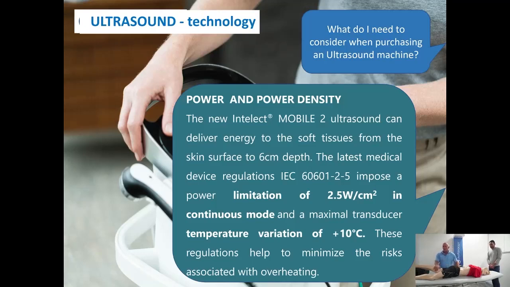The latest medical device regulations stipulate that the power limitation now of ultrasound machines cannot be more than 2.5 watts per centimetre squared. Okay, so our last machine was capable of producing 3 watts per centimetre squared. Okay? And that's in continuous mode. And the maximum transmitter temperature can vary no more than plus 10 degrees centigrade. Now, these new regulations are designed to minimise the risk associated with overheating.